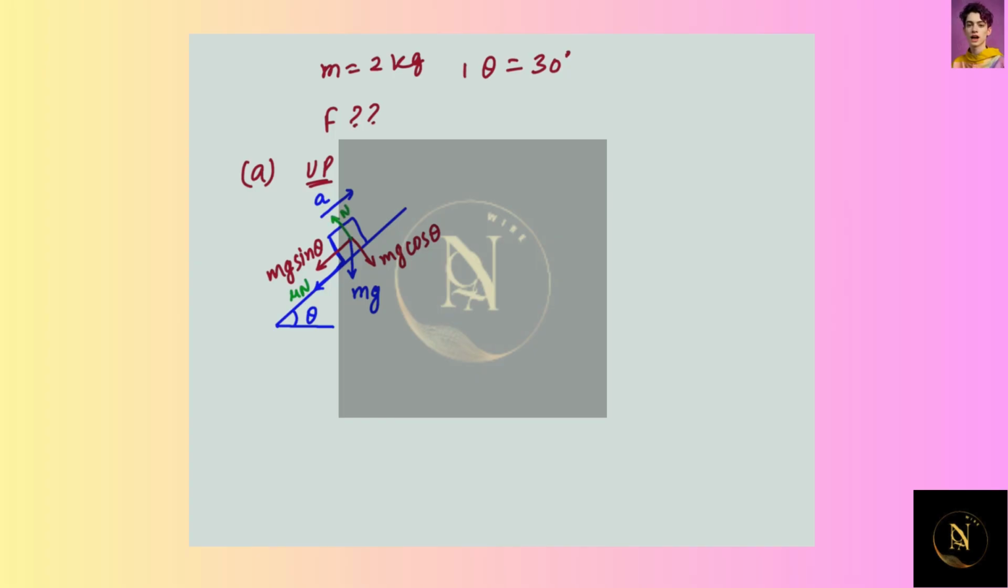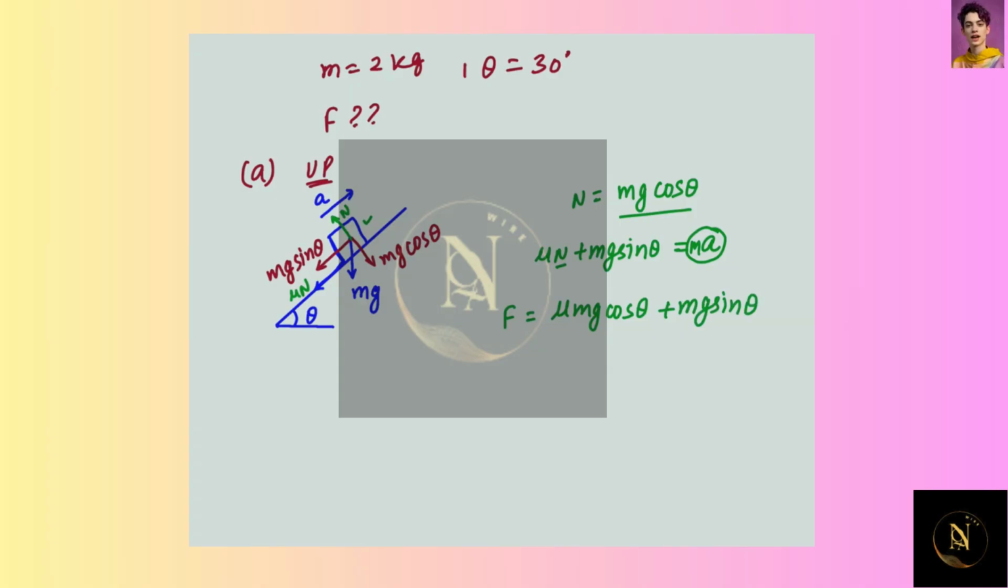Okay, so normal to the inclined plane we can write N equals mg cos theta, and along the plane we can write F minus mu N minus mg sin theta equals mass multiplied by acceleration, which is the net force. So F equals mu multiplied by N, which is mg cos theta, plus mg sin theta.